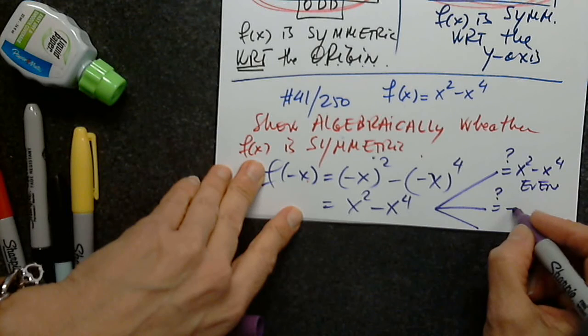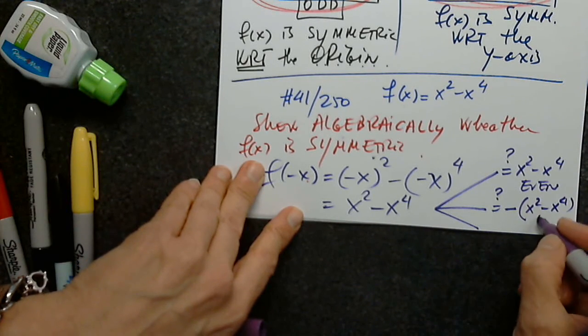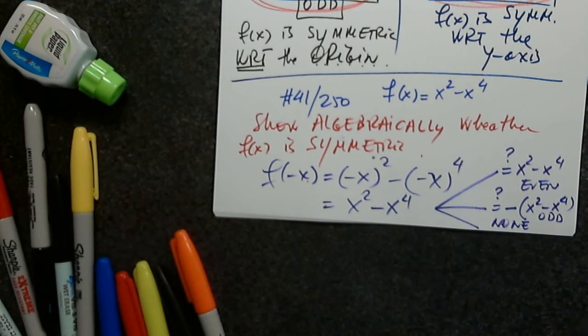Does this equal the opposite of the original function? If you say yes, then it's odd. Or none of the above. So those are three questions we have to ask ourselves. Yes, because it means: is it odd, is it even, or none of the above, or not symmetric. There are no other options.